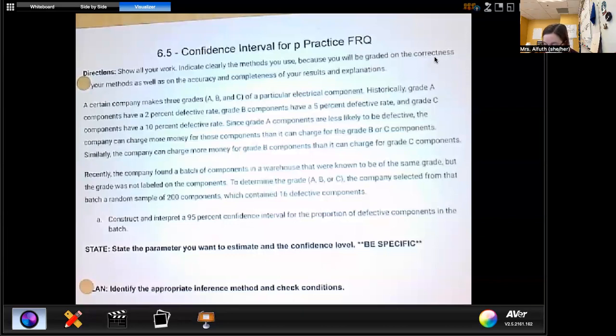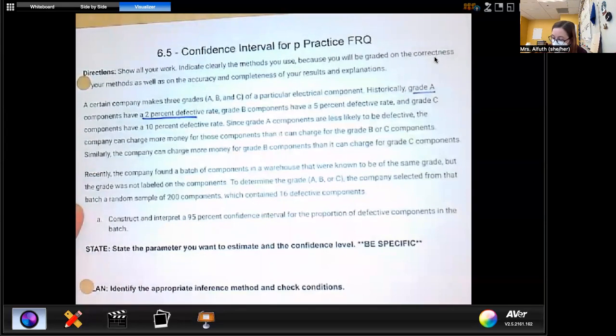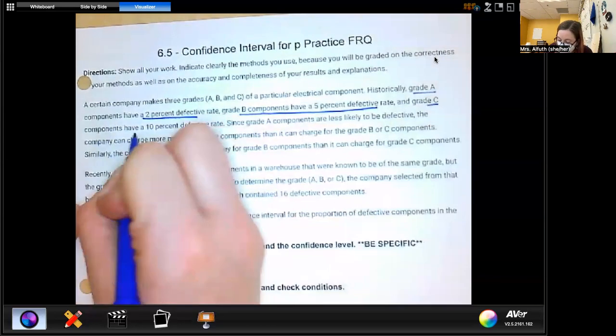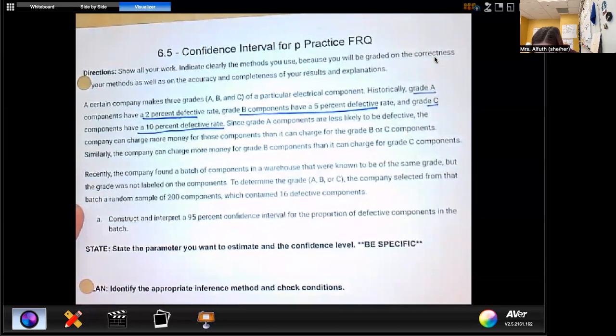So taking a look at this, a certain company makes 3 grades, A, B, and C, of a particular electrical component. Historically, grade A components have a 2% defective rate. I'm just going to underline that because it feels like it might be important later. Grade B have a 5% defective rate, and grade C have a 10% defective rate. Since grade A components are less likely to be defective, the company can charge more money for those components than it can charge for grade B or C components. Similarly, the company can charge more money for grade B than it can charge for grade C. That's all just information for us.